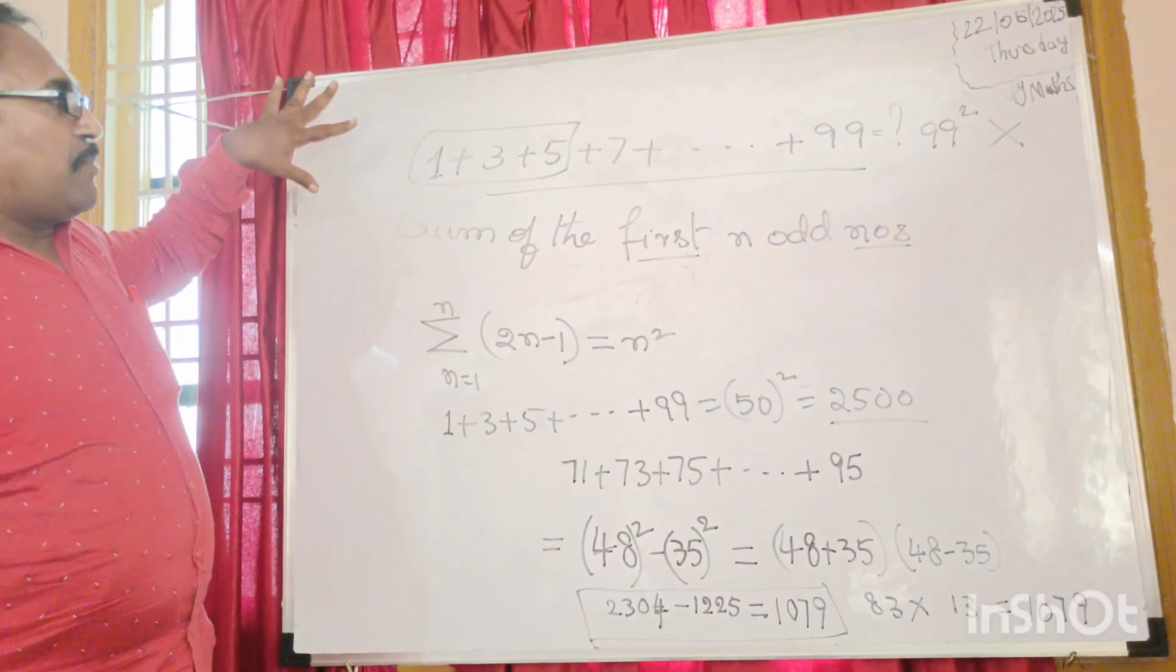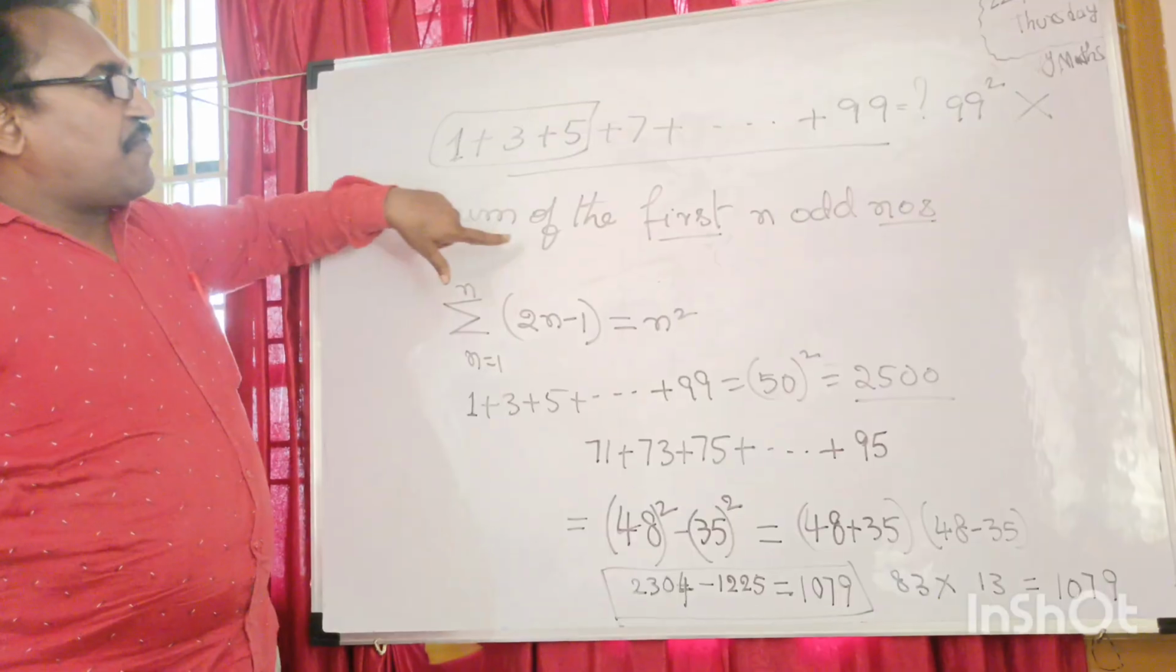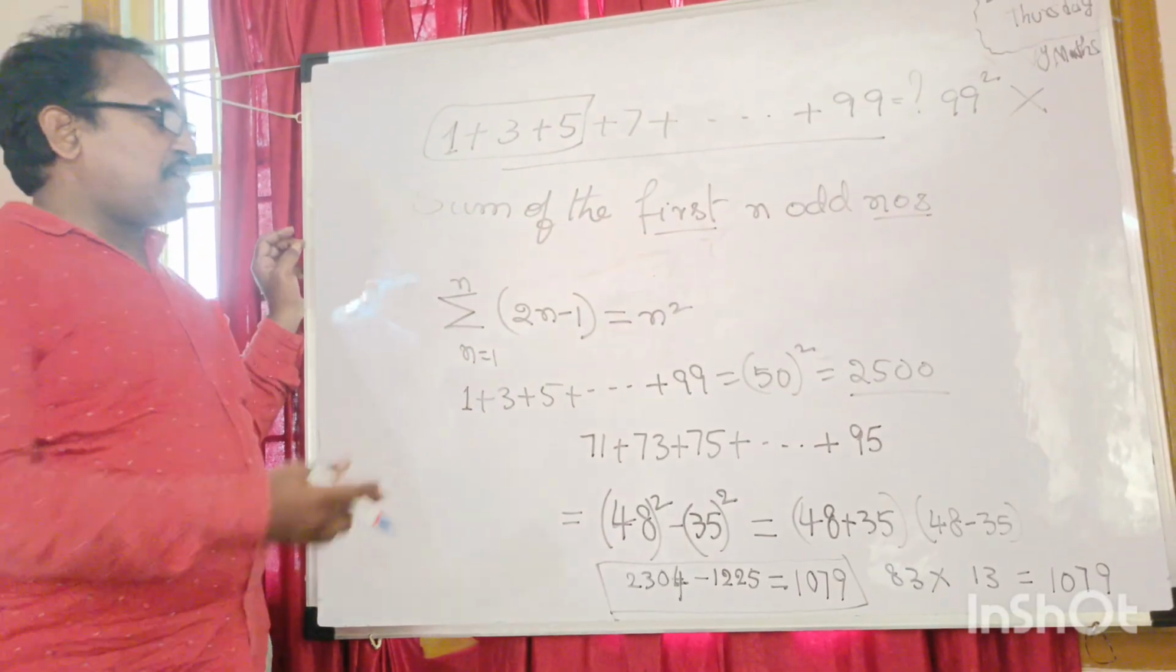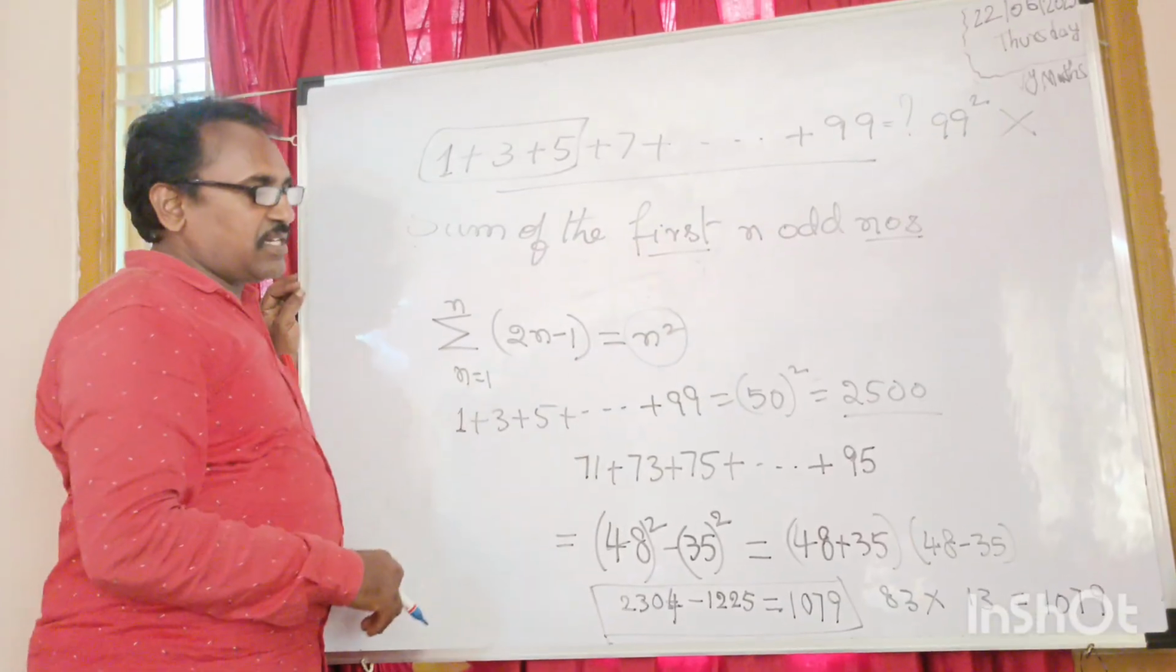So this is for odd numbers. So the sum of odd numbers, how to find out the sum. The sum of the first n odd natural numbers has a formula: sigma n equals 1 to 2n minus 1 is n square. Just remember n square, that's enough.